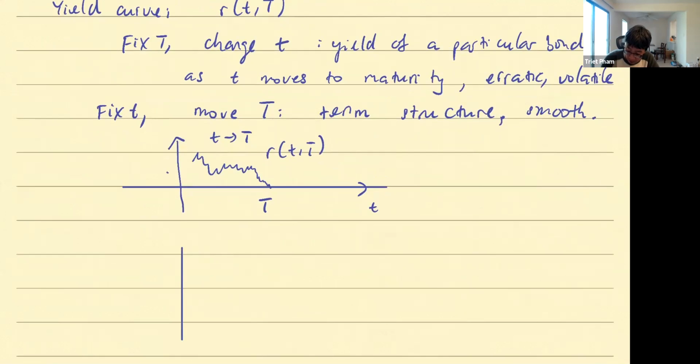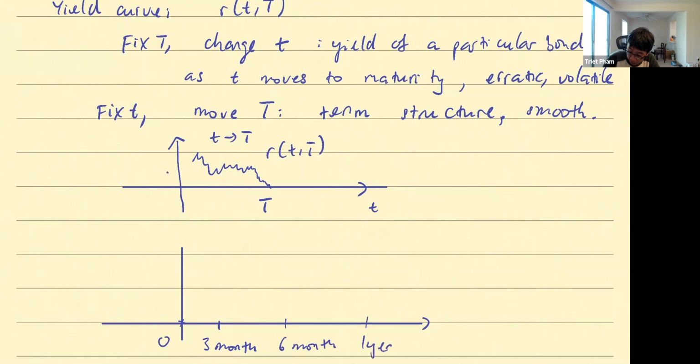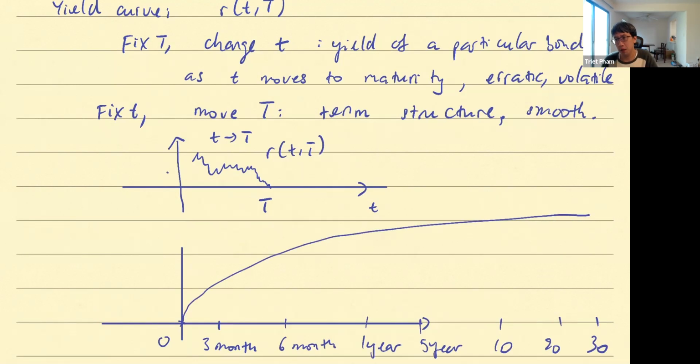What people like to track is this. Let's just look at R(0,T). At zero, when you look out, you have a 3-month term, 6 month, 1 year, let's say 5 year, 10, I guess 20 and 30. And what are you looking at? You're looking at the yield to maturity at those times. And you tend to see a smooth curve like that. And that's why it's smooth.